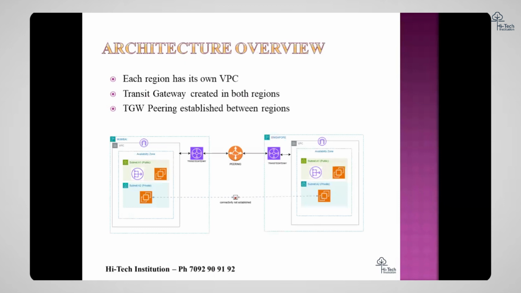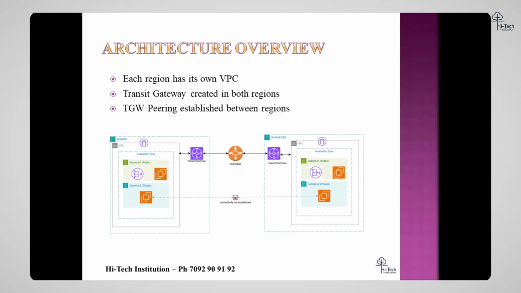Coming to the architecture overview, you have already seen it on the home page itself. This is even more related to the issue. Each region has its own VPC: the Mumbai region has its own VPC and the Singapore region has its own VPC. A transit gateway is created in both regions. In the Mumbai region we have one transit gateway and in the Singapore region we have one transit gateway. Between both transit gateways we have enabled peering. As of now, the peering has been enabled between both regions.